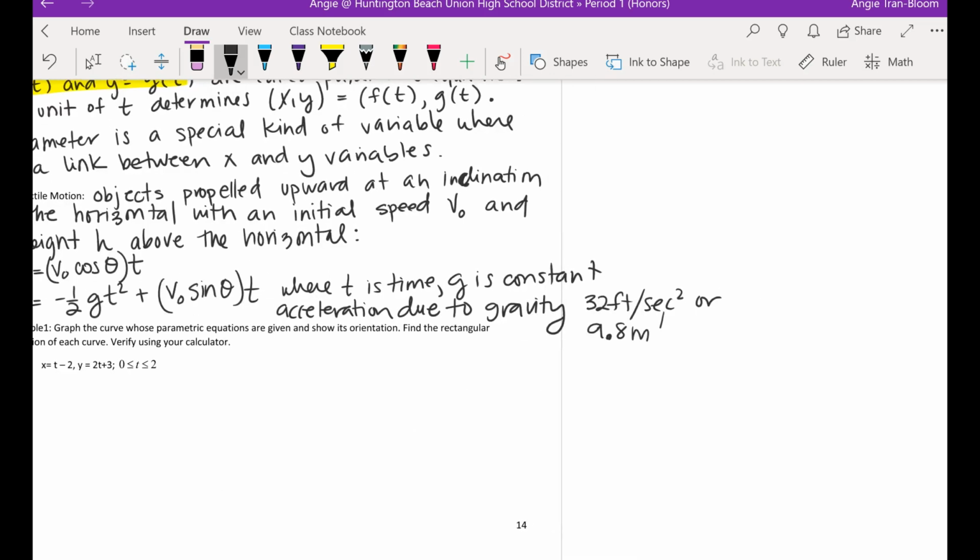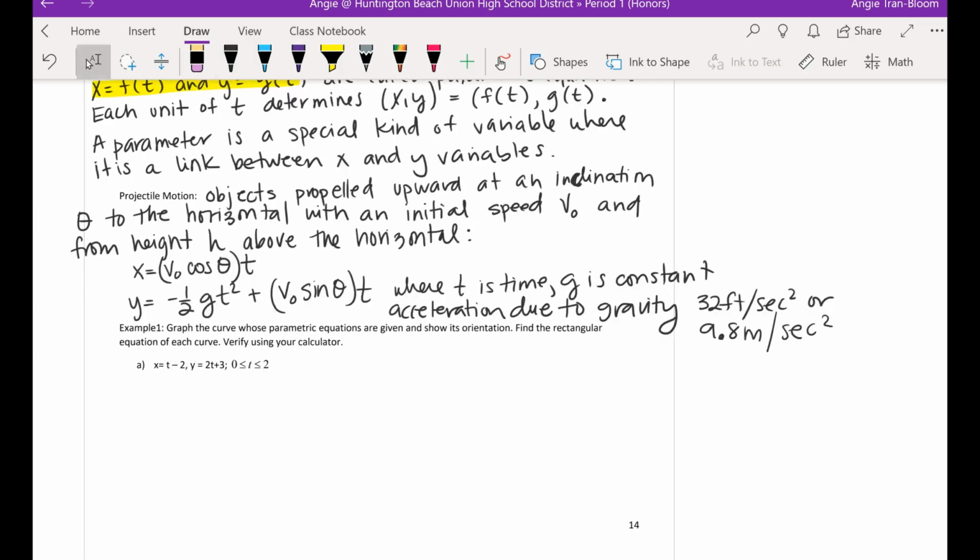9.8 meters per second squared. If the problem's in feet, most of the math questions are in feet. If you're in physics, you're more likely to use meters. Okay. All right, we're just going to do example 1 to see where you're at, and then we'll stop.